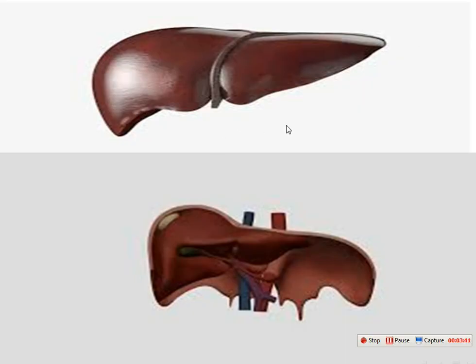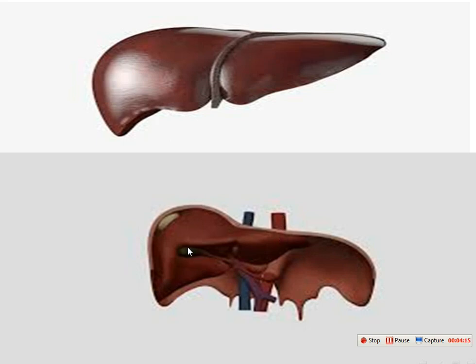The accessory organ of the digestive system is the liver, and the liver is located at the right side. It has four lobes. This is the right lobe, left lobe, and we have here the quadrate lobe and the caudate lobe. Please, this is very important. This is the inferior vena cava, and this is the aorta.